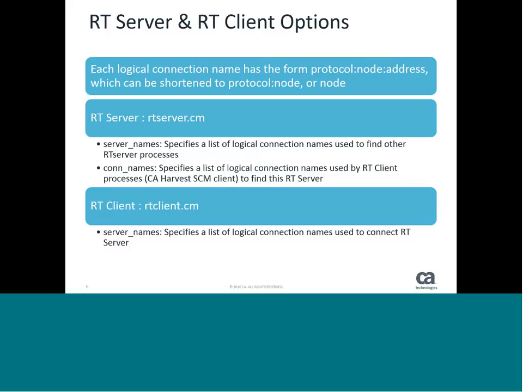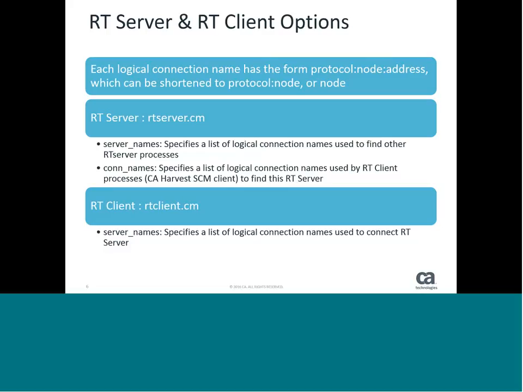The first parameter is server names. This parameter comes into picture when there are multiple RT servers in a network. It specifies a list of connections a particular RT server will make to other RT servers. For example, I have a network and I have two RT servers, RT server A and RT server B. Then for the RTSERVER.CM file for RT server A, since it can make a connection to RT server B, this server names will contain a logical connection name for RT server B.